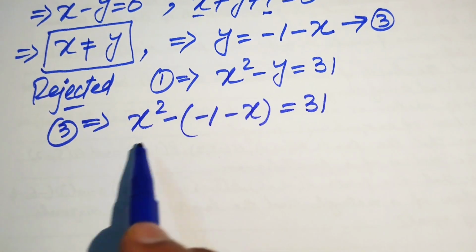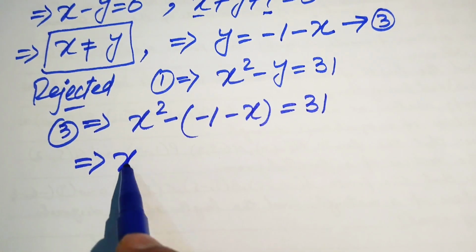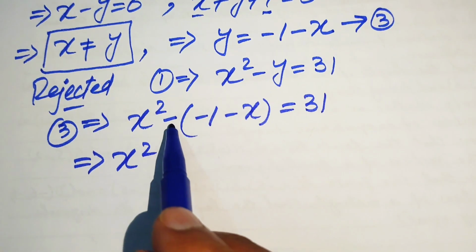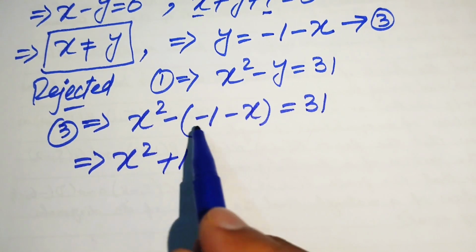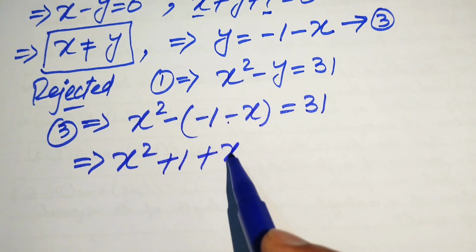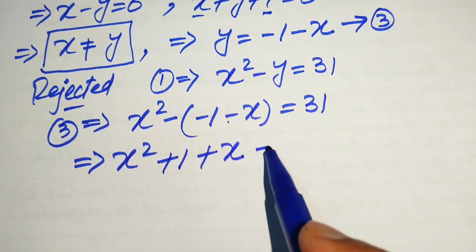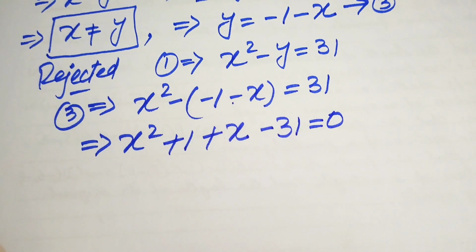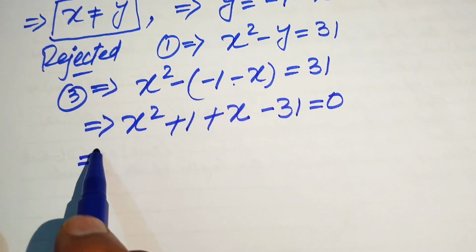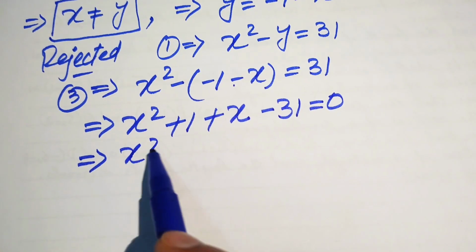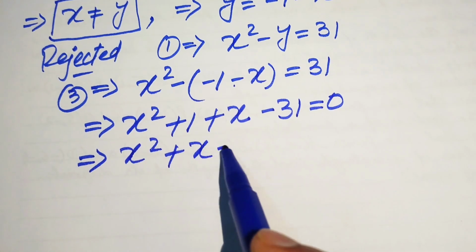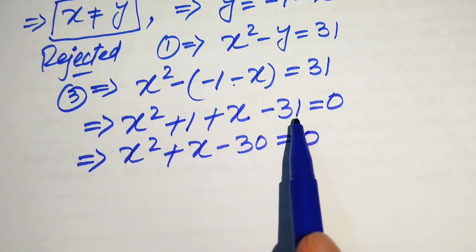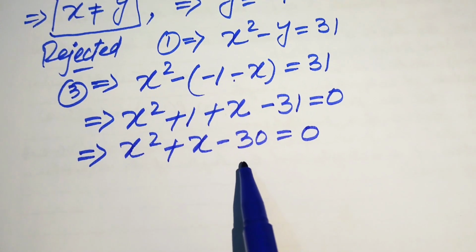And after this step we need more simplifications, and we multiply this negative sign on both of these terms. So this minus times minus becomes plus 1, this minus times minus becomes plus x, and we move this 31 to the left hand side, it becomes minus 31, and this whole equals 0. In the next step we rearrange the terms, and we write it as x square plus x minus 30 equals 0. Here you have 1 minus 31, and 1 minus 31 becomes minus 30.